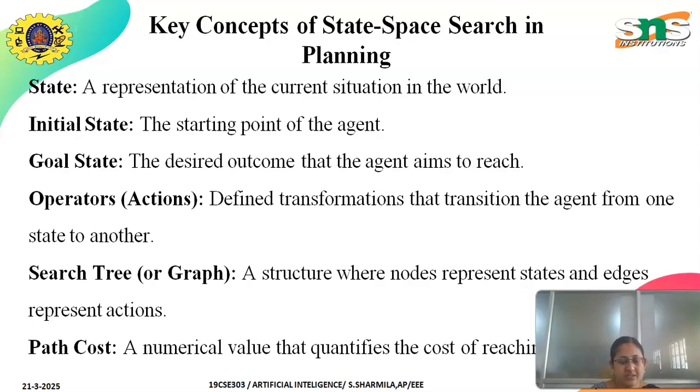The first one is operators. Operators are also represented as actions. They are defined as the transformations that transition the agent from one state to another. The next is the search tree or graph, a structure where nodes represent states and edges represent the actions. And the path cost is a numerical value that quantifies the cost of reaching a state.